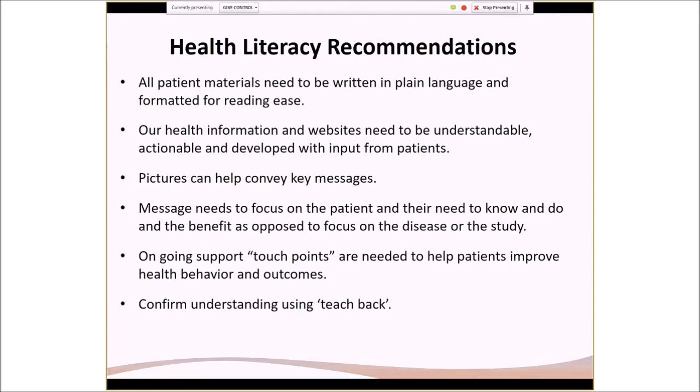And the only way to confirm that patients have understood us is to use teach back. And I use teach back all the time, not only with patients, but I'll say, well, this is what I heard you say to me, so I'll teach it back to them. I hope that you will implement some of these messages into your work with patients and the public and the communication that you're doing. But I'll be happy to answer any questions you have.